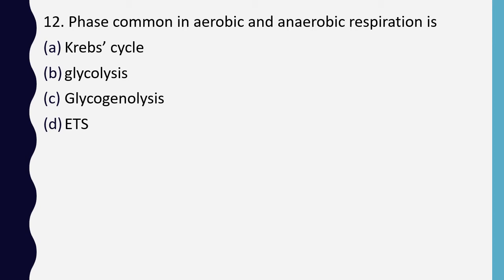Question number 12. The phase common in aerobic and anaerobic respiration is Krebs cycle, glycolysis, glycogenolysis, electron transport system. Phase common in aerobic and anaerobic respiration. The correct answer is option B, glycolysis is the common phase.